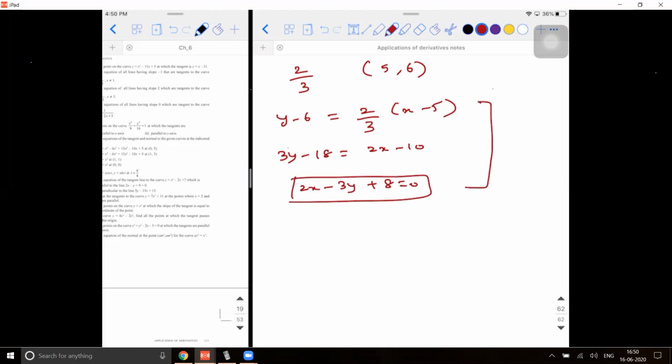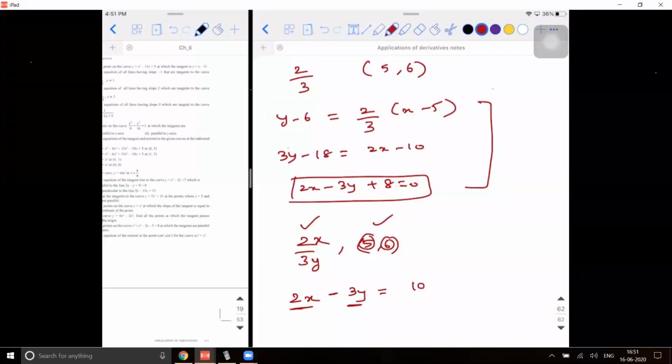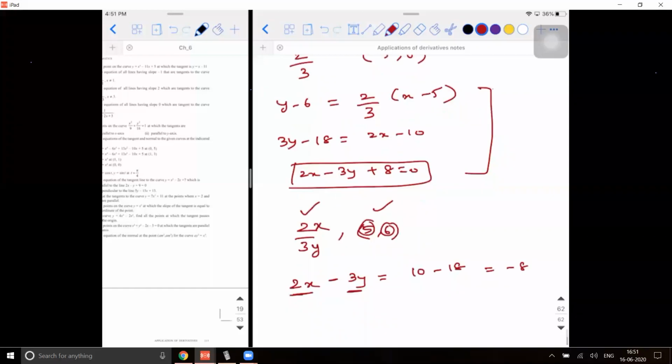So how to write this in one step: the slope is 2 by 3, and the point is 5, 6. For the slope, multiply the numerator with x and the denominator with y. If the slope is positive, change the sign of y to negative. If the slope is negative, change the sign of y to positive. Since here the slope is positive, 2x, 3y, put a minus sign in between. Equal to, substitute the point in this equation. You will get 10 minus 18, that is minus 8. Is this the same answer?